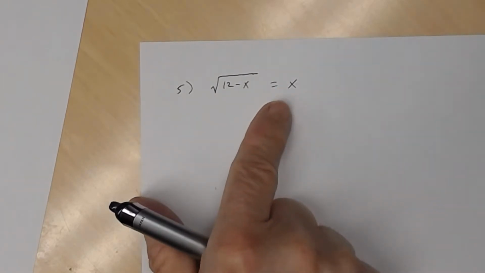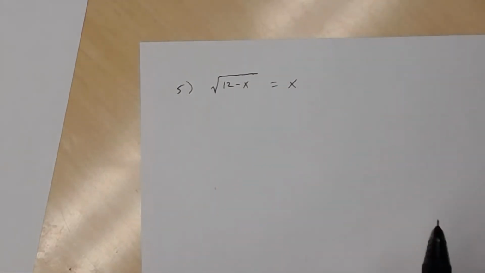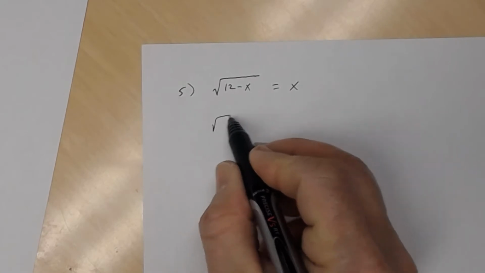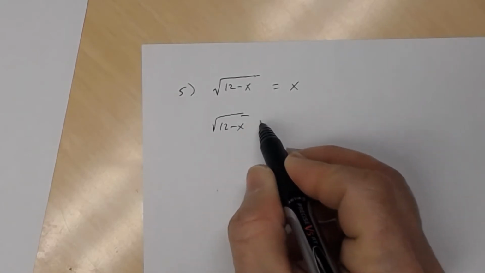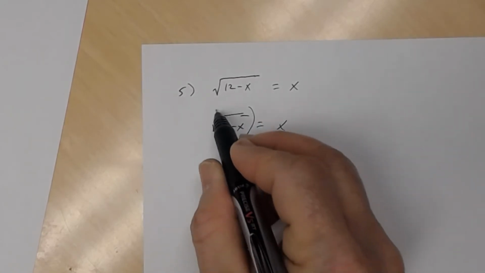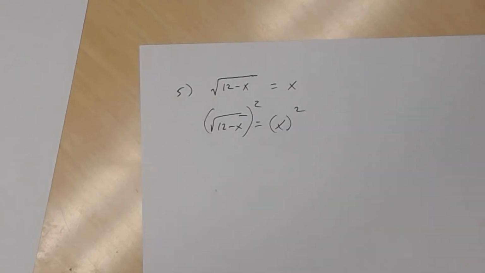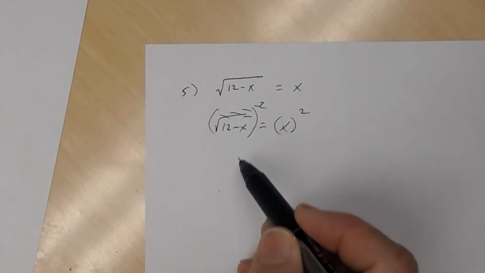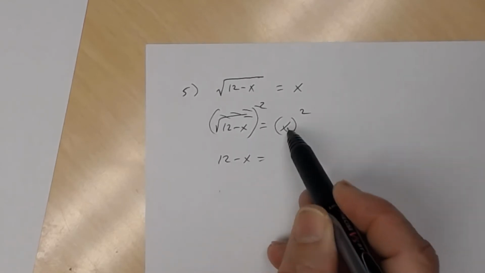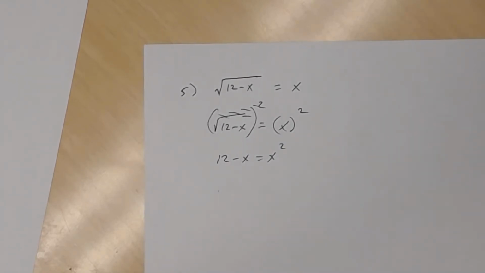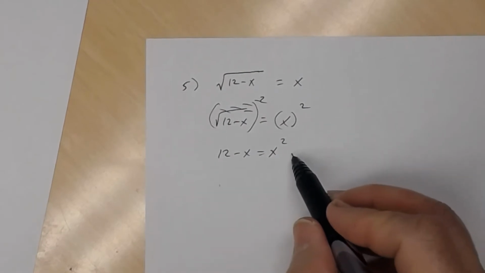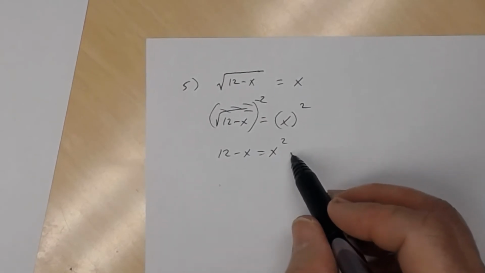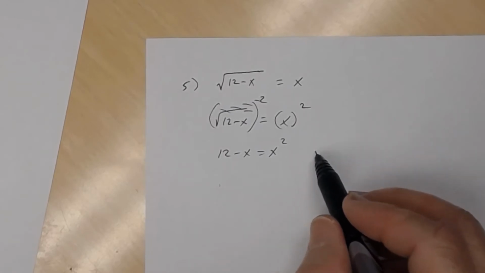All right, so still the same process. You're going to square both sides. So I'm going to have 12 minus x equal x. If I square both sides, and again, remember the square and the square root undo each other, so you get 12 minus x here, equal, and then x times x is x squared. Now notice that this equation is a quadratic. So you need to solve this quadratic equation.